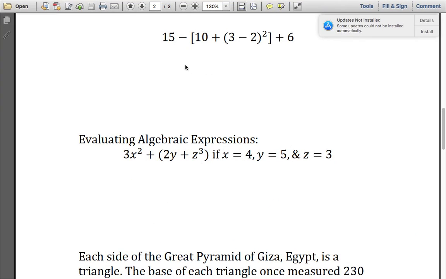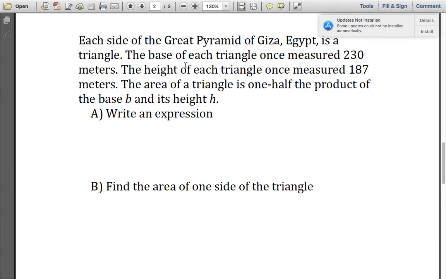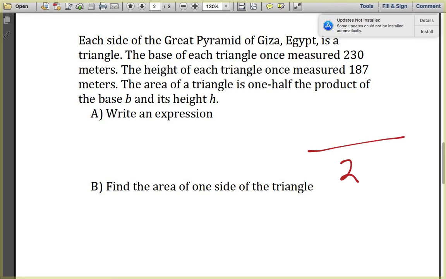Okay. I should still be pretty decent on time, so let's go ahead and do the word problem, and then we will call it good because that's the last thing on here. So, word problem and we're done. Each side of the Great Pyramid of Giza, Egypt, is a triangle. The base of each triangle once measured 230 meters. Something I always recommend when they do word problems: draw a picture. 230 meters. The height of each triangle, when they talk about height, they're actually talking about this height. Once measured 187. Is that what that says? I wrote over the top of it. Yeah, 187. Once again, meters.